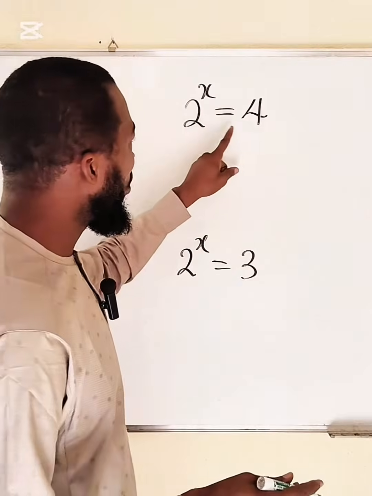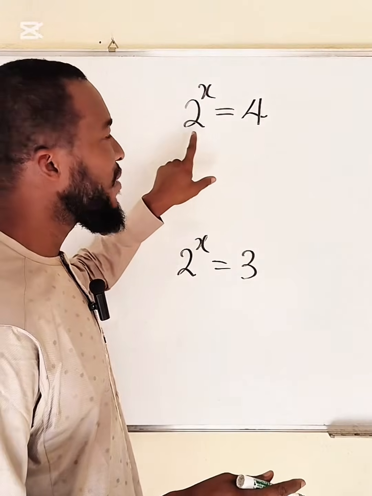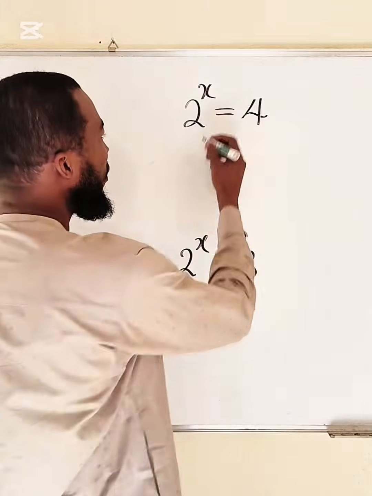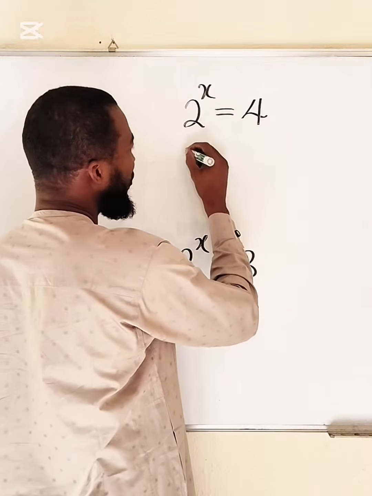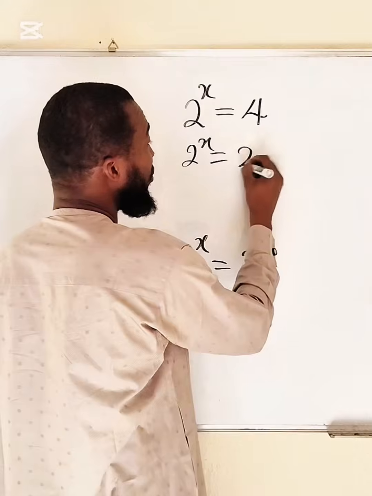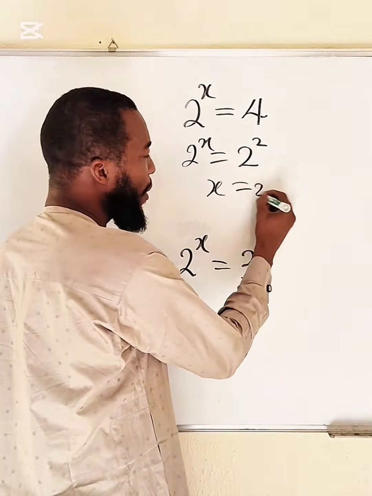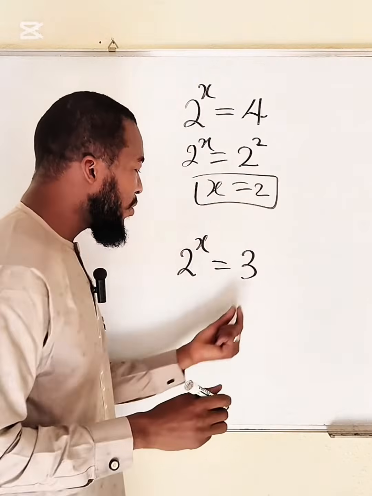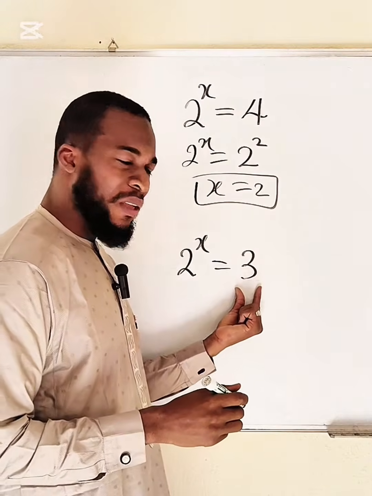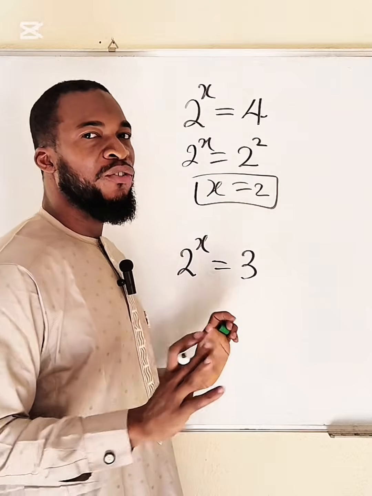For instance, the first one, we know that 4 can be expressed as 2 to the power of 2. So if that is the case, we know that 2 to the power of x equal to 2 to the power of 2, which means that x must be equal to 2. But in this case, where you cannot change 3 to a base of 2, introduce logarithm.